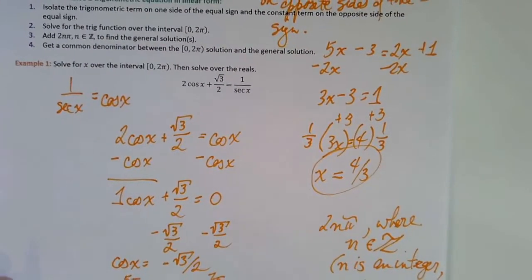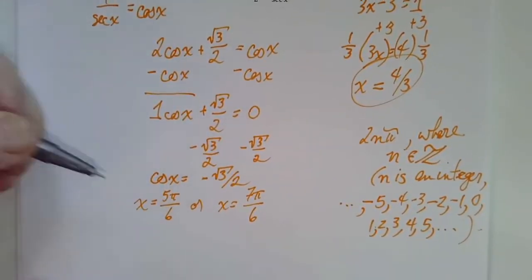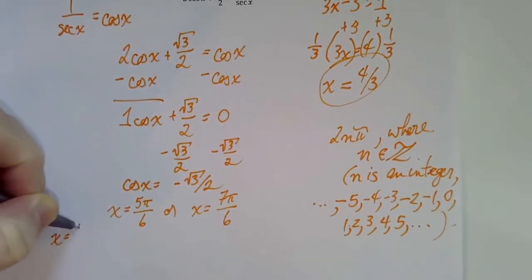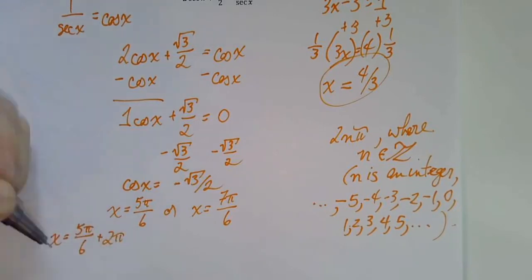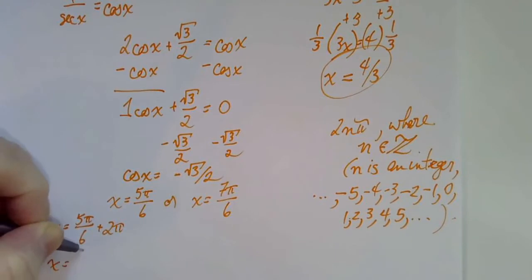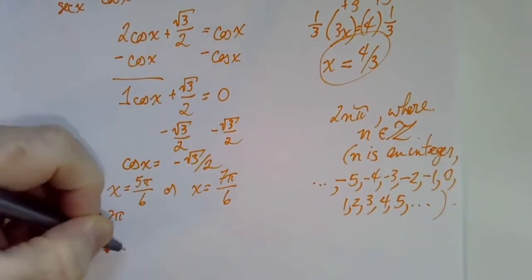To get the next step, I want to notice that x equals 5 pi over 6 plus 2 pi is also a solution. x equals 5 pi over 6 minus 4 pi.